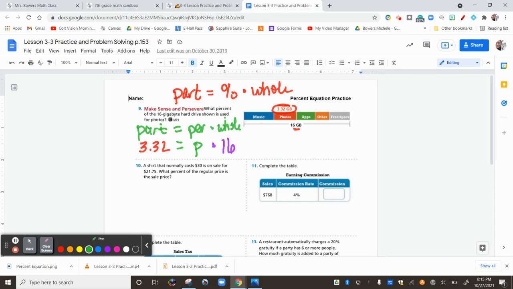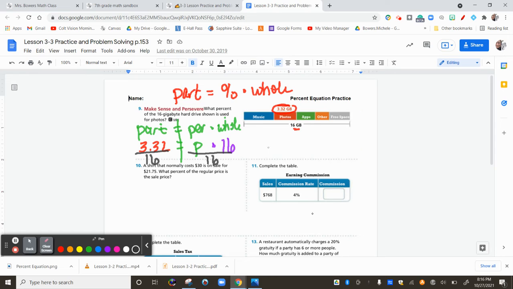So what I'm going to do is I look at this equation and I see that my unknown is over here on the right. So I would multiply 16 times P to get 3.2. So to solve, I do the opposite. The opposite of multiply is to divide. So I'm going to divide 3 and 32 hundredths divided by 16.